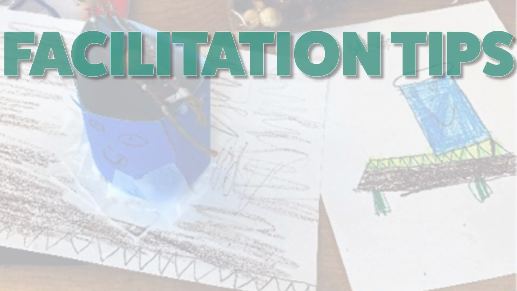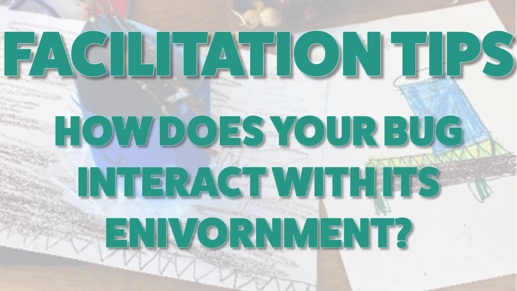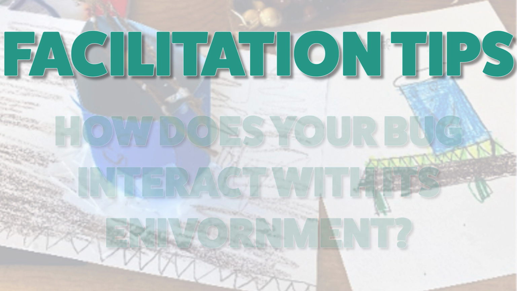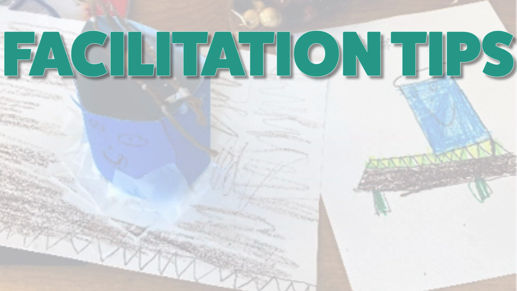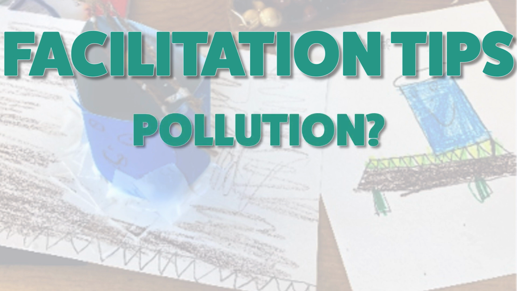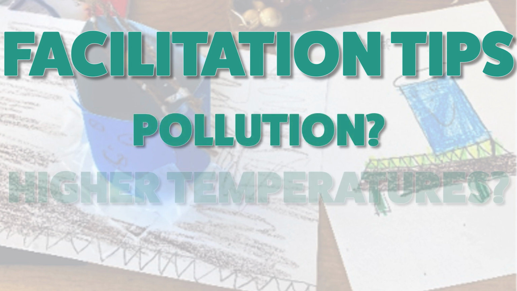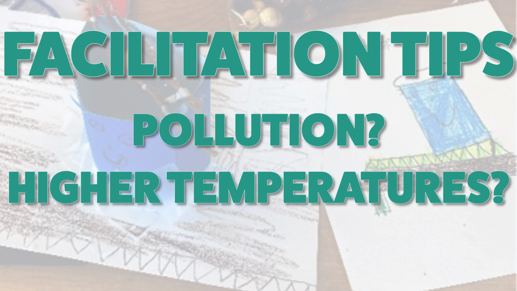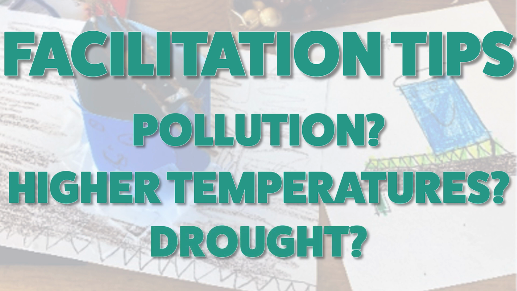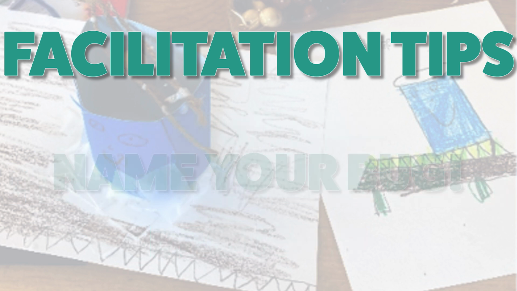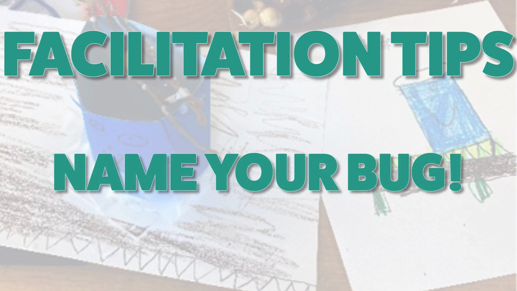Whether building a bug model or simply drawing a bug on paper, invite your learners to think about how their made-up bug fits into the environment of a pond, lake, or river. Some macroinvertebrates like snails or leeches can tolerate higher levels of pollution than animals like mayflies. Ask learners, how would your bug react to an increase in pollution? An increase in temperature? A year with less rain than usual? Also, make sure they come up with a fun name for their bug creation.